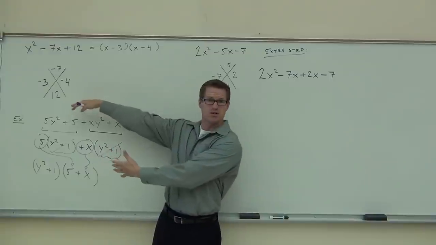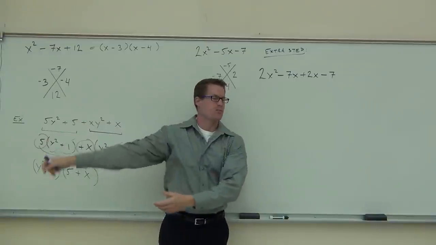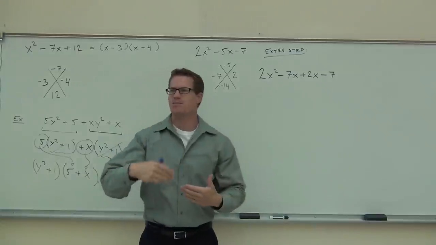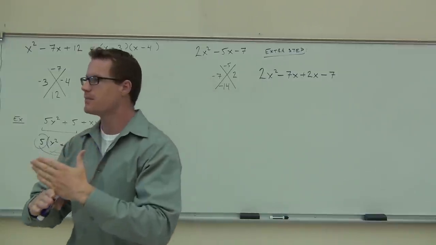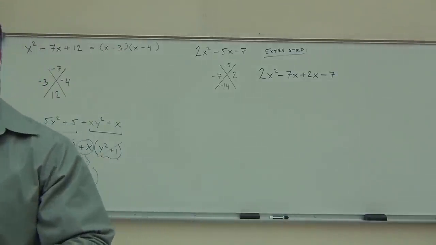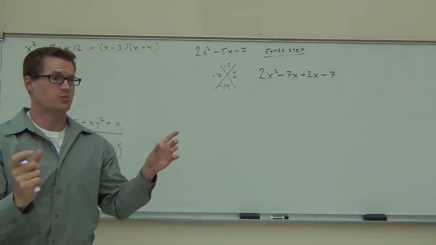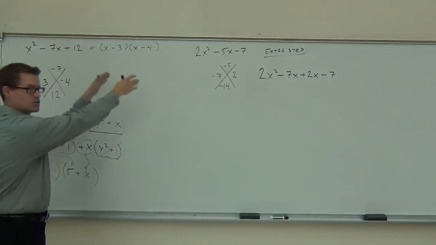Ta-da. Exactly what we just learned how to do, this factoring by grouping stuff. This makes it easy. This makes it a step-by-step process. You do the diamond method. If it has an A besides 1 out front, you split that up and you factor by grouping. If it doesn't, you go directly to your factors.